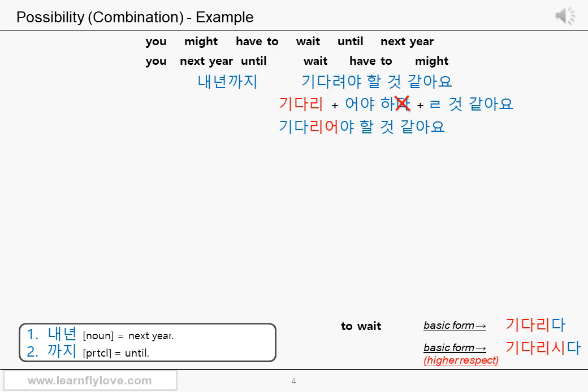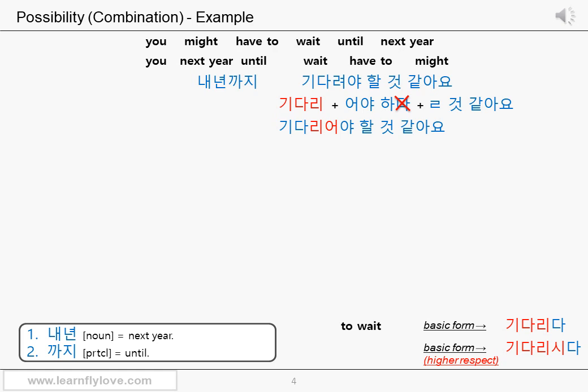내년까지 기다려야 할 것 같아요. Wait what? I don't know, but you should wait until next year. You will learn conditional or subjunctive sentences sometime soon. Then you'll be able to make a perfect sentence with this.